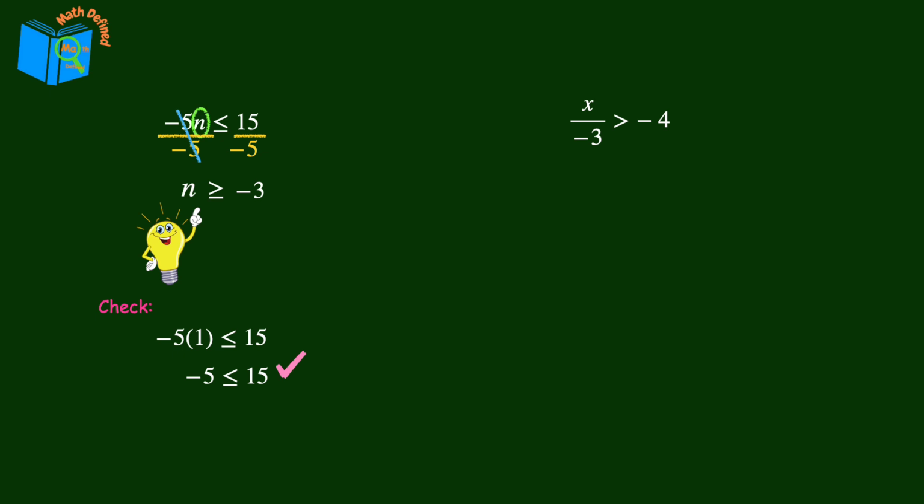Last one. X divided by negative 3 is greater than negative 4. We can isolate x by multiplying both sides by negative 3. The negative 3's on the left cancel out, leaving x.